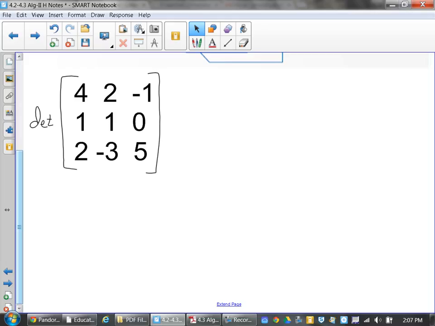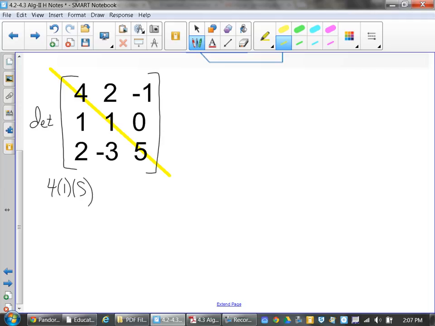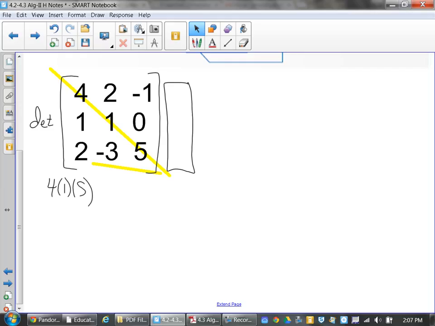Once again, we always start with all of our downward diagonals. So I'm going to start with the large downward diagonal: 4, 1, and 5. Now, here's where it starts to get a little interesting. What I want to do is create another 3 of them in a row. So what I do here is the following. I'm going to take this column and just rewrite it here.